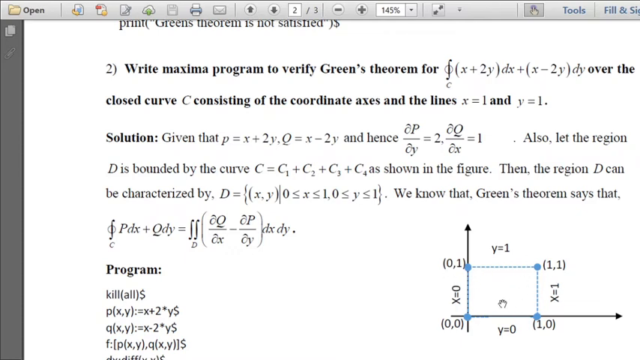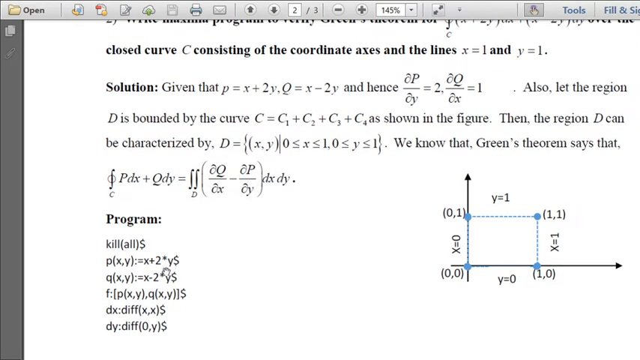Therefore, this region D is bounded by the lines y equal to 0, x equal to 1, y equal to 1, and x equal to 0. One curve, 2, 3, 4. So this is C1, C2, C3, C4. You should note that this is C1 in this direction, this is C2 in this direction, C3 in this direction, C4 in this direction. So your line integral pdx plus qdy over C can be partitioned into line integral over C1, C2, C3, C4. The total sum is line integral over C, and right hand side you can find it.